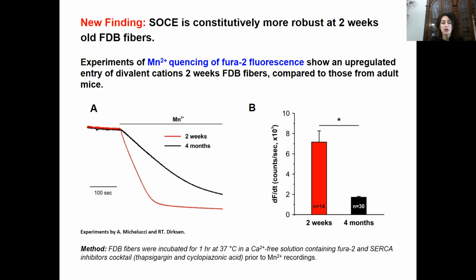These data show a much stronger rate of manganese quench in 2 weeks old mice than at 4 months. If we calculate the steepness of these traces, that is the maximum rate of manganese quench, at 2 weeks of age it is about 4 times larger than that at 4 months.